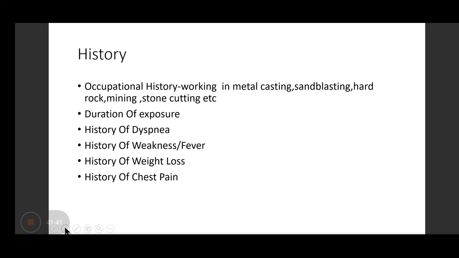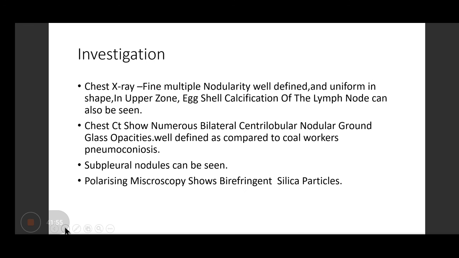So this is the nodularity in case of silicosis. A nodule composed of collagen with macrophage-laden pigment. And on polarizing microscopy it is birefringent.